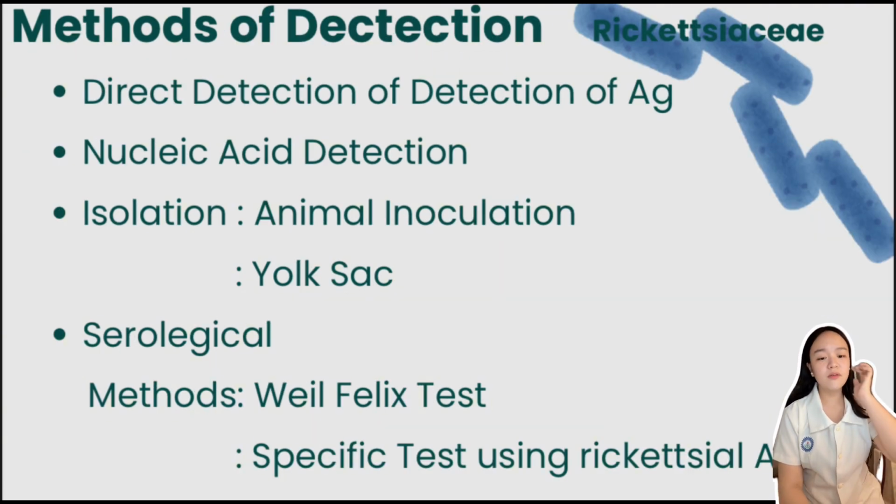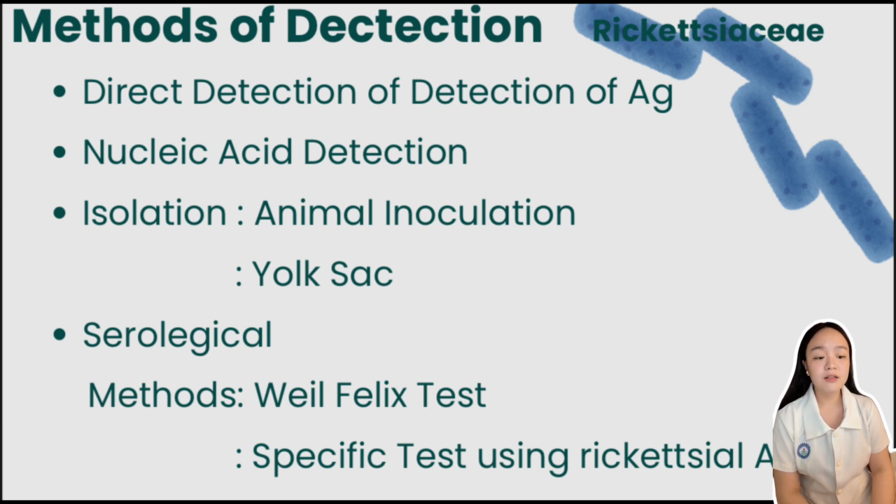So for methods of detection naman of Rickettsiacea, we have direct detection of antigen. So we can detect their antigens directly. Nucleic acid detection. So dito parang pag-aaralan yung DNA or RNA of the bacteria. Isolation. So we can use the animal inoculation or yolk-sac. So kukunin yung bacteria or species, then i-insert siya into a guinea pig or mice or in a yolk-sac. Serological methods like Weil-Felix test or a specific test using rickettsial antigens.